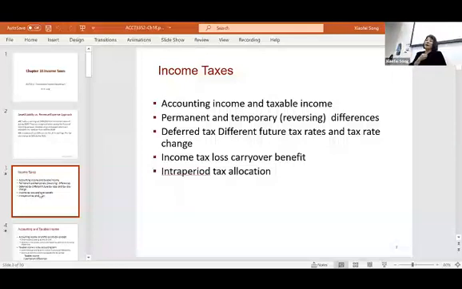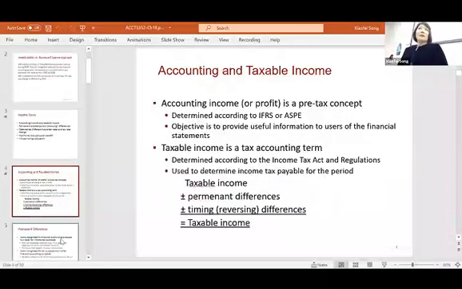Okay, and two additional topics. One is about income loss carry forward, which would require us to use the accounting method we talked about, but it's a very specific application. And then intra-period tax allocation. That's the last topic.